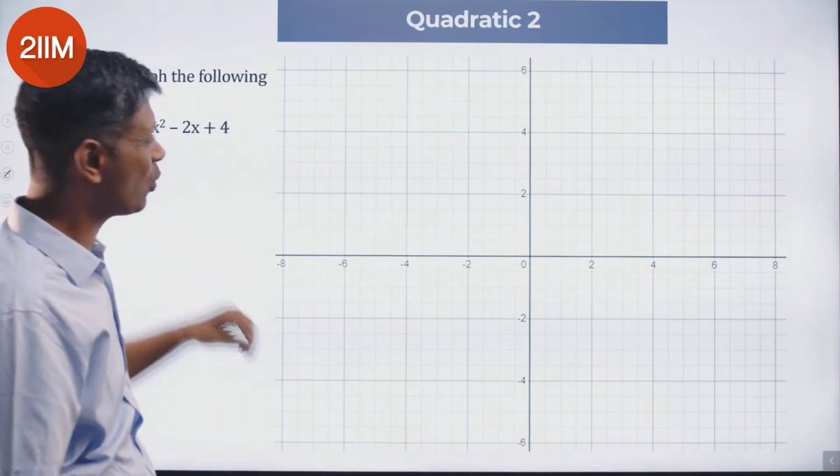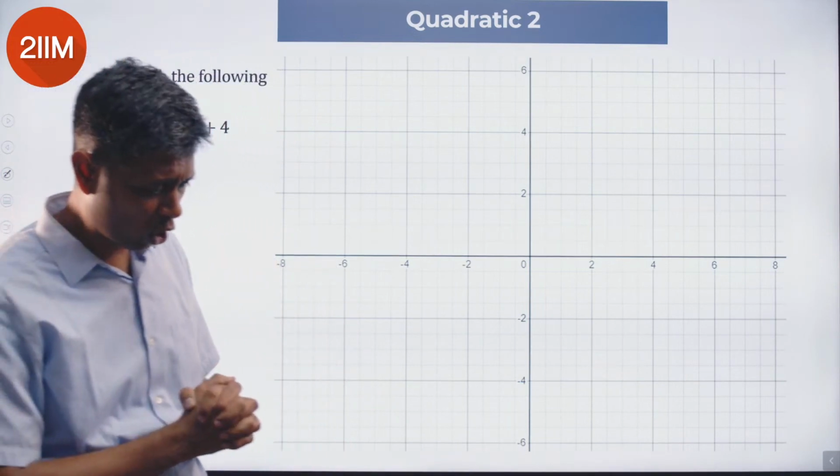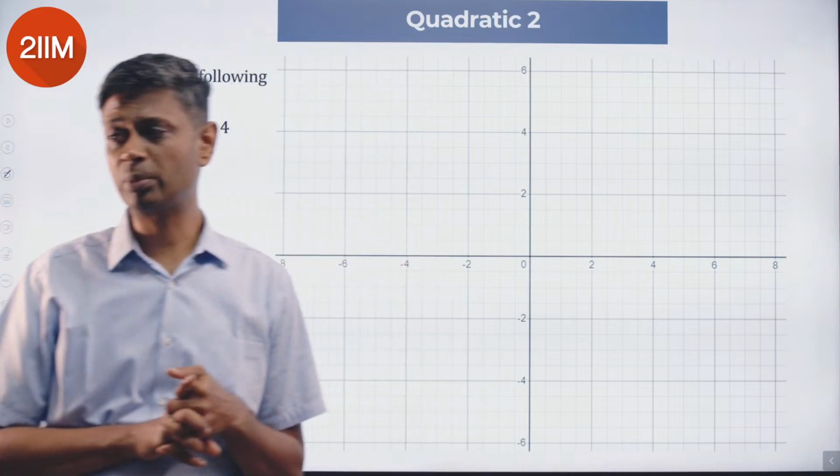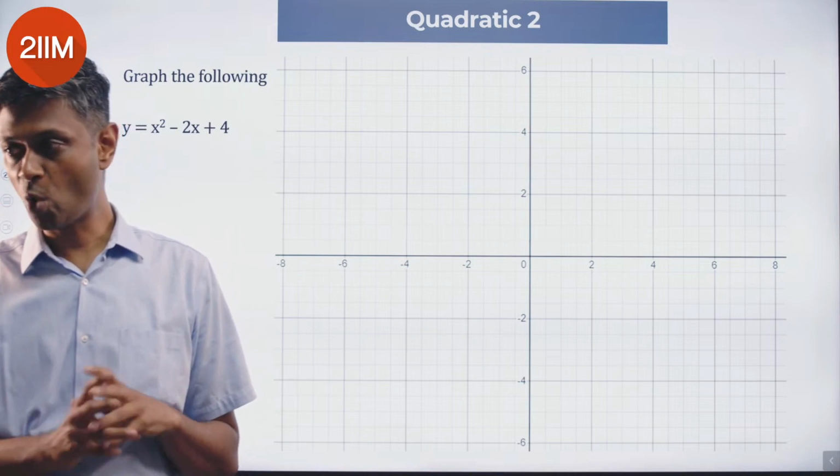Y equal to x square minus 2x plus 4. How do you do this? So I want to draw y equal to x square minus 2x plus 4. Okay. Draw this, give it some shape, tell me how it will look.